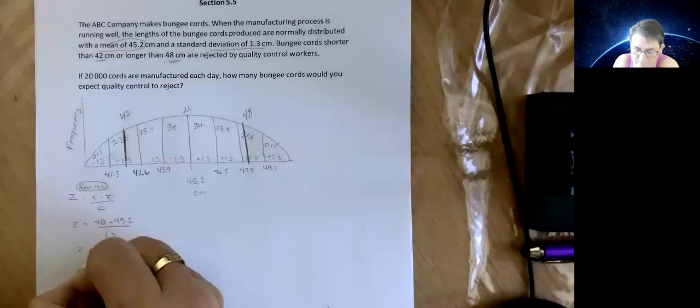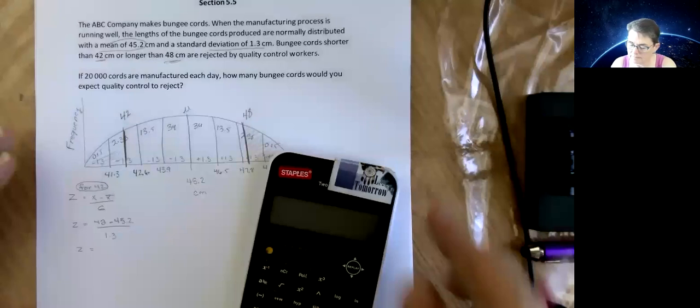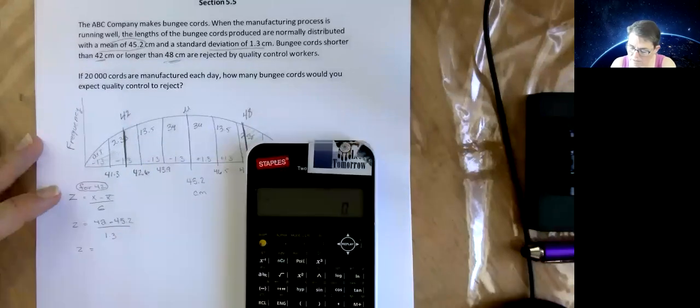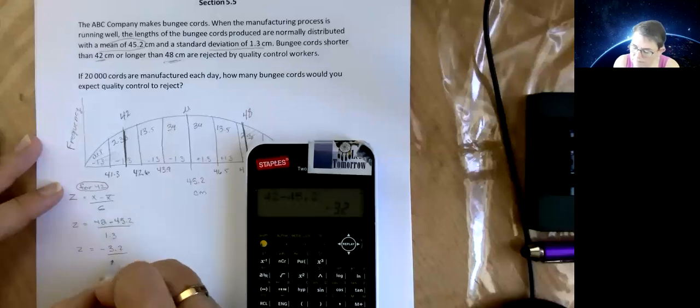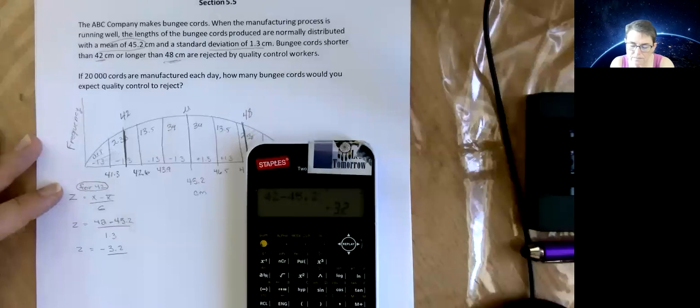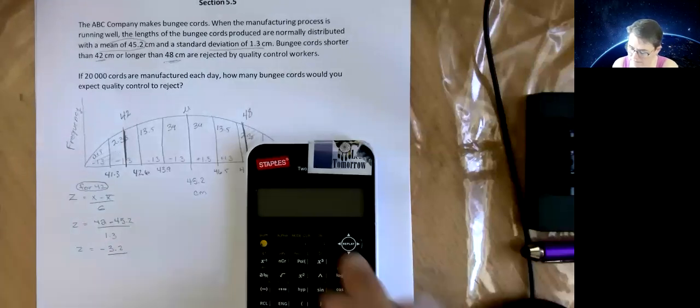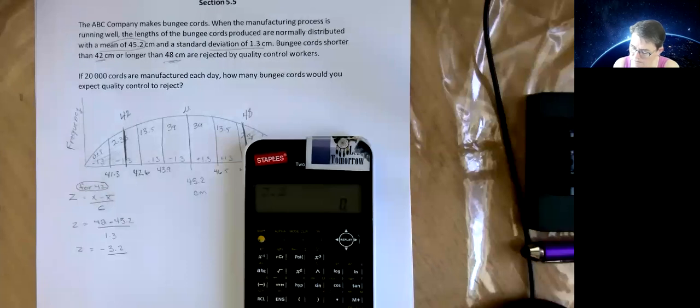So Z equals 42 minus 45.2, which is minus 3.2, over 1.5. Oh, okay, 1.3. Whoops, sorry, I got a little worried there. So 3.2 divided by 1.3. There.